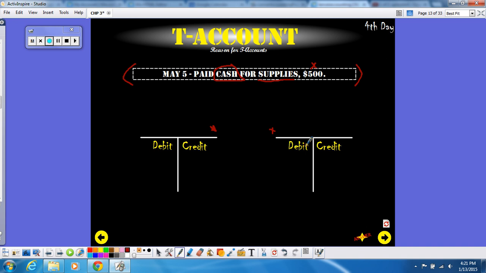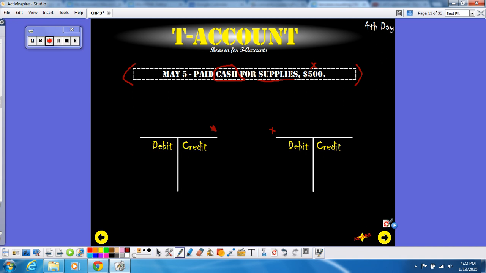So on this T account right here, we have supplies. Now we bought supplies, which means they are increasing. If you remember correctly, supplies are an asset, and they're on the left-hand side of the accounting equation, which means that the normal balance side, or the side that increases, would be the debit side. Okay? So because we are getting more supplies and debit is the normal balance side, the side that increases, the 500 goes on the left-hand side of the T account.